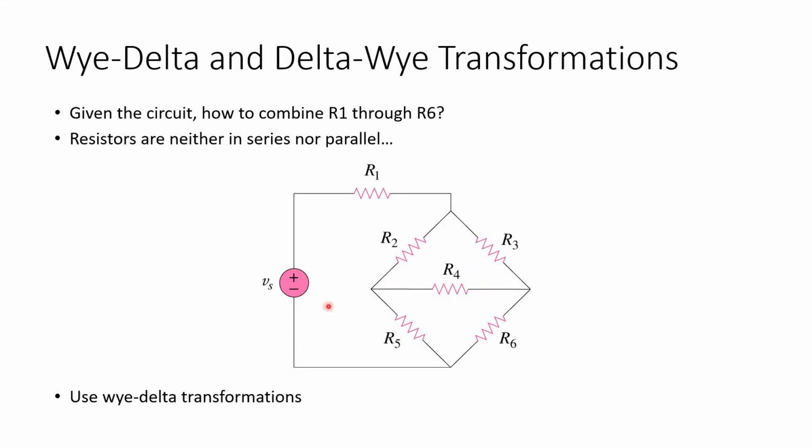So let us consider a circuit in which we are going to combine the resistors R1 through R6. Now you will see that these resistors are neither in series nor in parallel. So we use Y-delta transformation to solve this overall circuit.